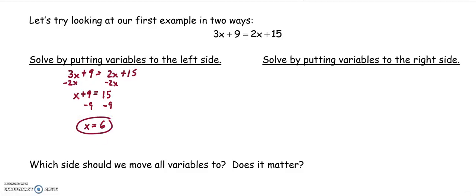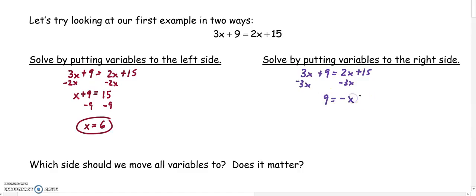Now let's see what happens when we move the variable to the right side. So we have 3x plus 9 equals 2x plus 15. The variable on the right side is 2x. So this time 3x we're going to subtract from both sides. And we get 9 equals negative x plus 15.